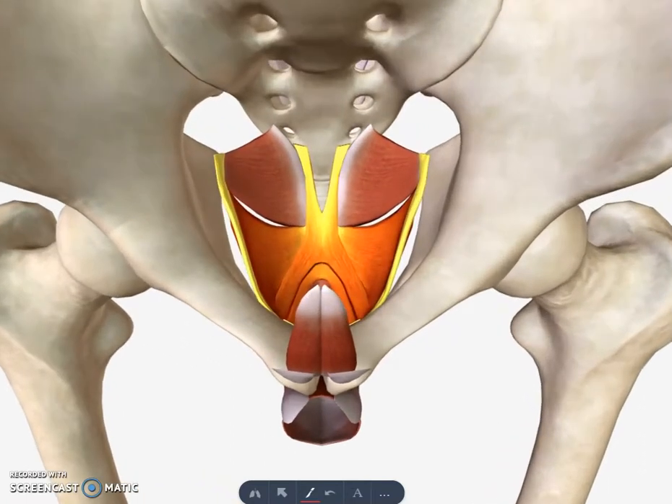This is the levator ani. It supports pelvic organs and contributes to sphincter activities of the anus and urethra. The origin is the pubis and ischium. The insertion is the coccyx, urethra, rectum, and perineum.